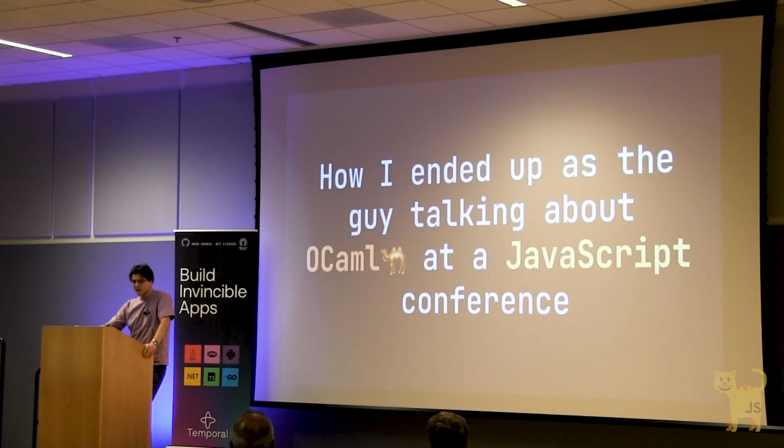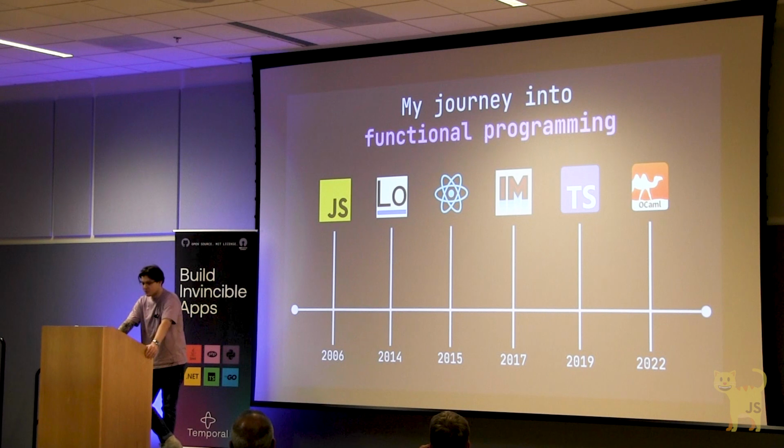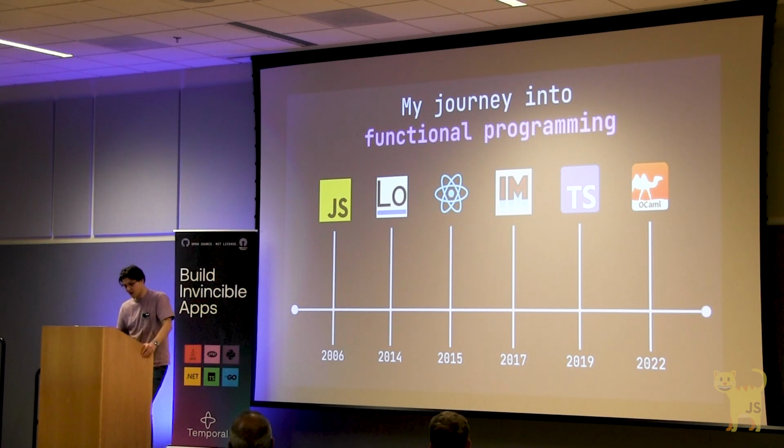And to cover that, I probably need to cover how I ended up as the guy talking about OCaml at a JavaScript conference. To start with that is my journey into functional programming. I started programming in 2006 after taking a middle school course on Visual Basic 6. Yeah, very great start there. I quickly found Lua and JavaScript. I was writing World of Warcraft add-ons as a teenager in Lua, and just fiddling around with websites in JavaScript.